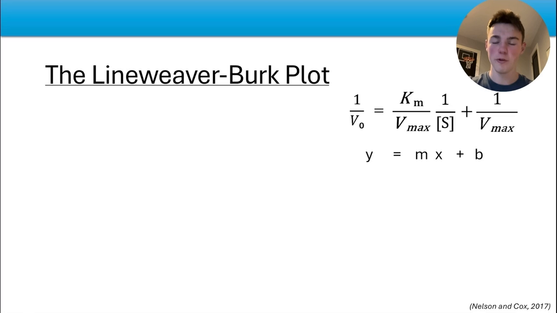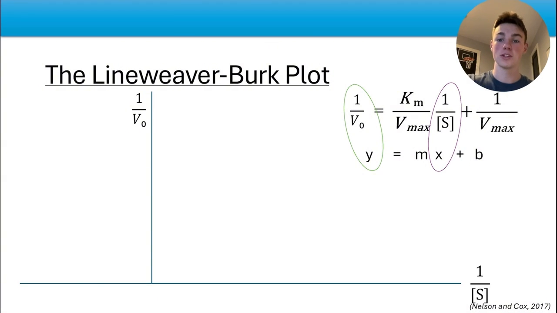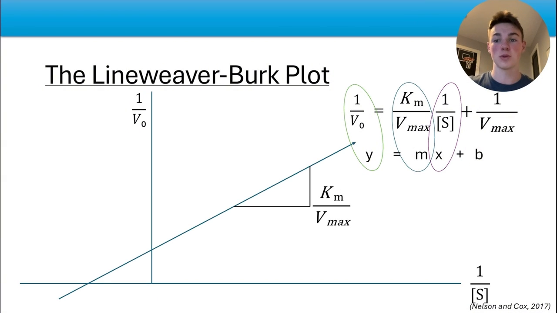plus b. If we follow that logic and plot these points, we can see that y is going to be 1 over V, x is 1 over S, while the slope is Km over Vmax, with the y-intercept being 1 over Vmax. Now, the intercepts for this graph are pretty important, so let's see how we can find them.